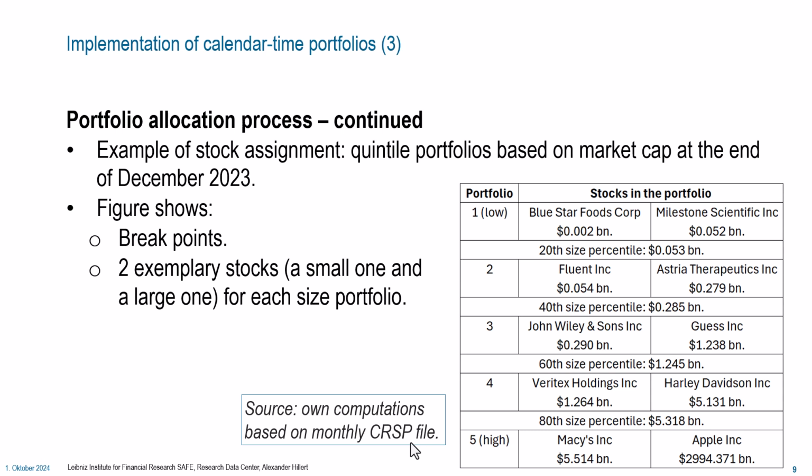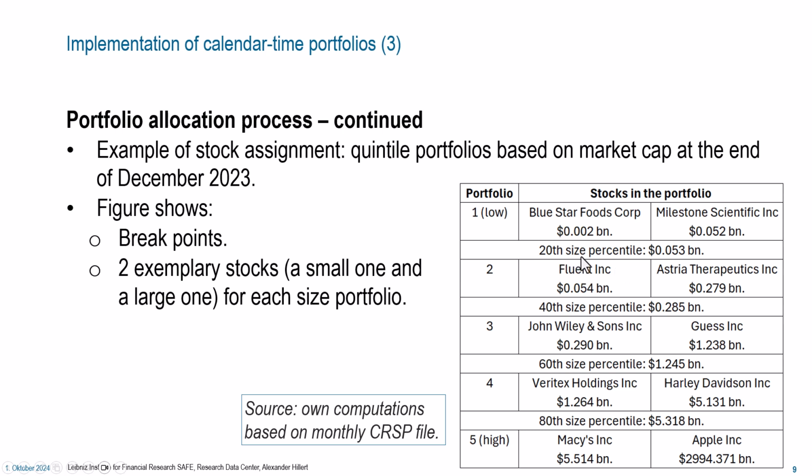And then I kept all the observations from December 2023. And then I sorted stocks based on their market capitalization, measured as the number of shares outstanding times the closing price at the end of December. Sorted them in ascending order, determined the 20th, 40th, 60th, and 80th percentile. And that gave me the following breakpoints.